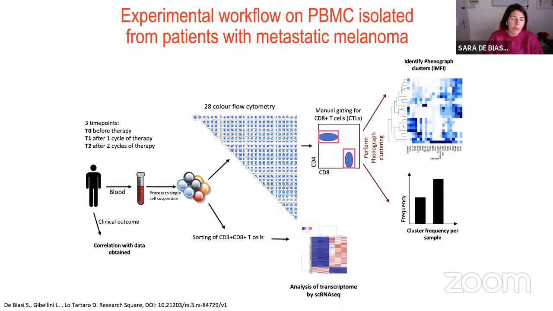Here we have investigated 3 different time points: time 0, which is before therapy, time 1, which is after 1 cycle of therapy, and time 2, which is after 2 cycles of therapy. Of course, we took blood, analyzed PBMC, performed different kinds of clustering, and then we were also able to sort CD3 positive, CD8 positive T cells and analyze the transcriptome by single cell RNA sequencing. And we correlated all of this data with the clinical outcome.